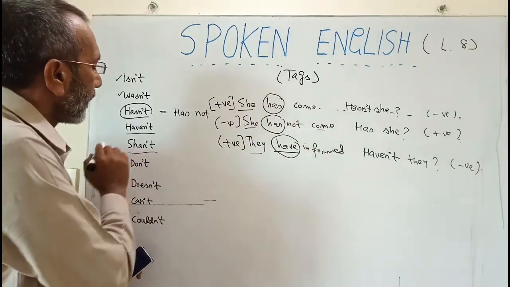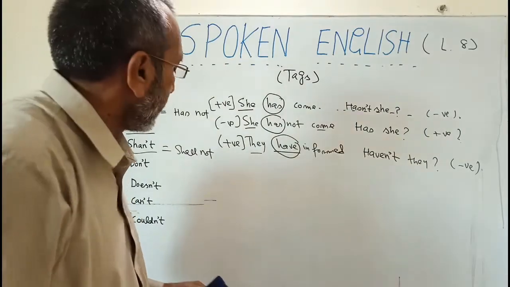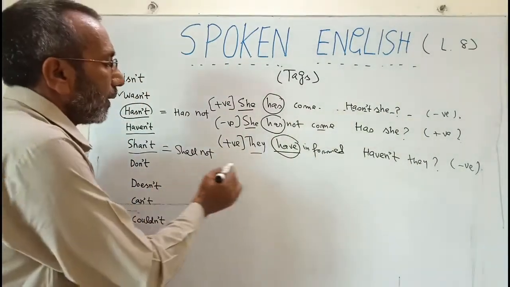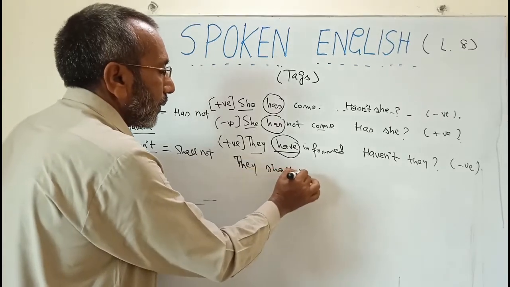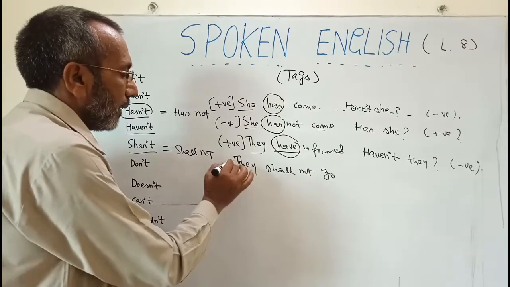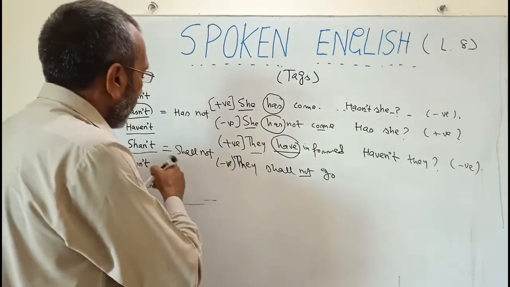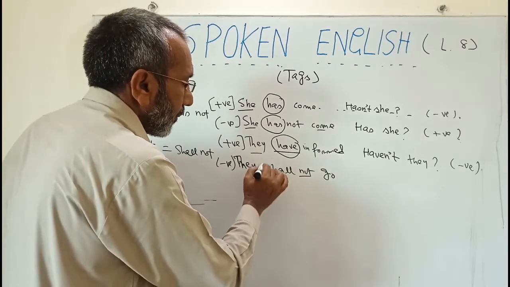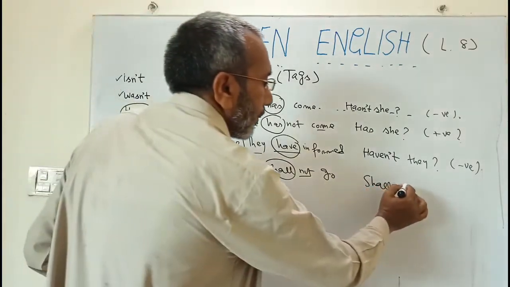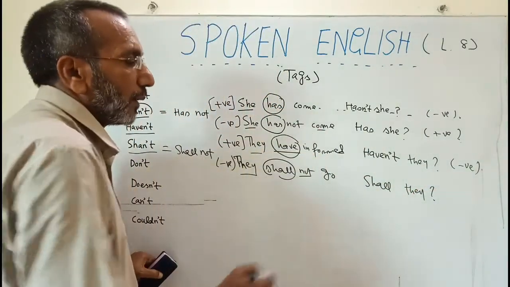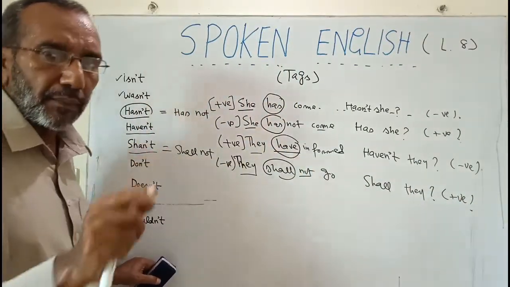Shan't is an abbreviation of shall not. Shall in practical life is very uncommon nowadays, very few people use it. In formal English, it is still there. So if I say, they shall not go, the expression is negative, obviously. And what will be your tag? We take the helping verb, shall, and then add the subject, shall they. So the tag over here is positive. Shan't is used in negative. Shan't means shall not.